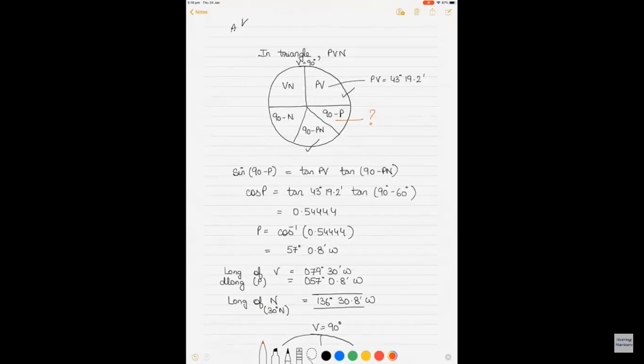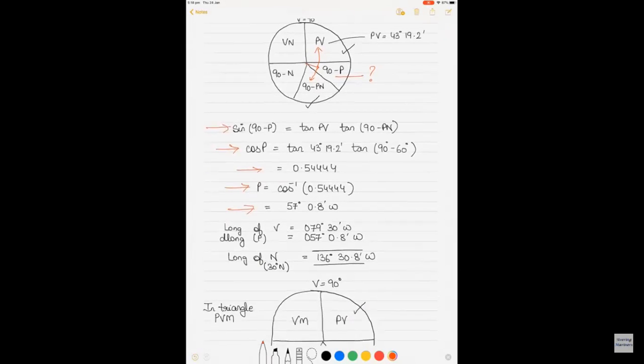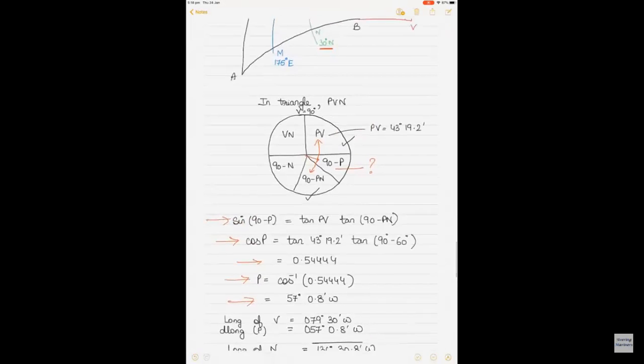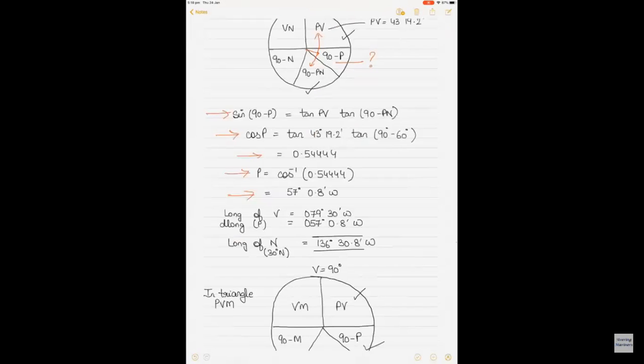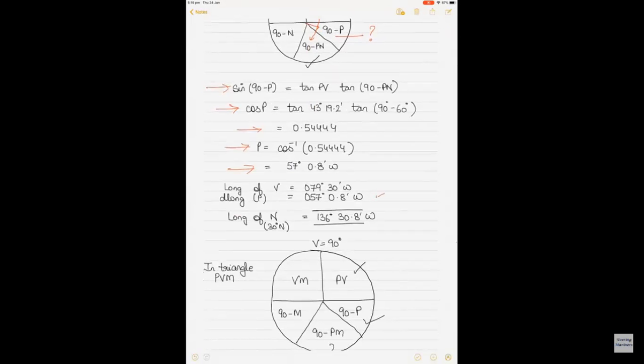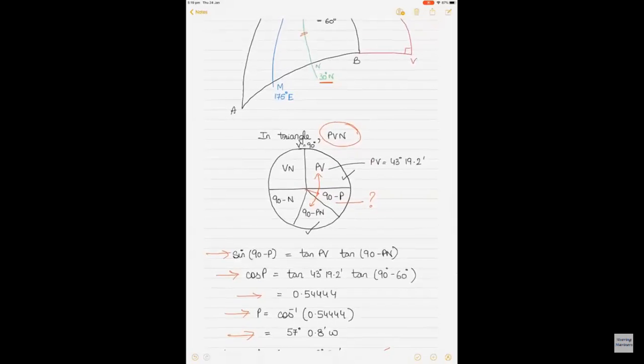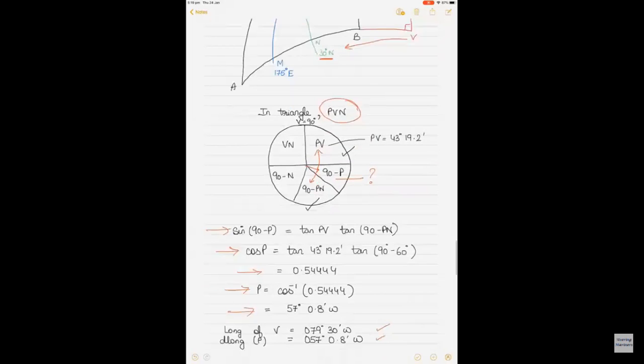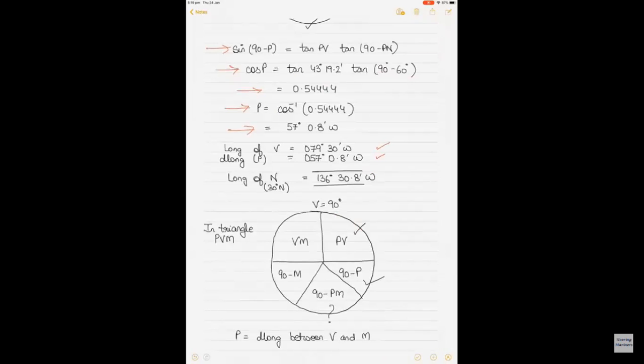So sine 90 minus P is equals to tan of adjacent sides, that is PV and PN. We replace the values and we get angle P 57 degrees 0.8 minutes west, and then longitude of V. So we know longitude of V was 79 degrees 30 minutes west, and d long we got as 57 degrees 0.8 minutes west. So longitude of N is 136 degrees 30.8 minutes west. So again, from west we are going more west, that's why we added. You can again make a diagram with 180 degrees in between and going from 79 to 57 degrees more west. So we got 136 degrees 30.8 minutes west.